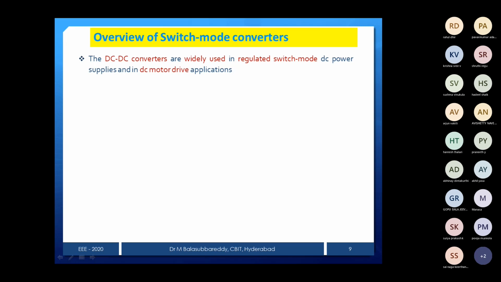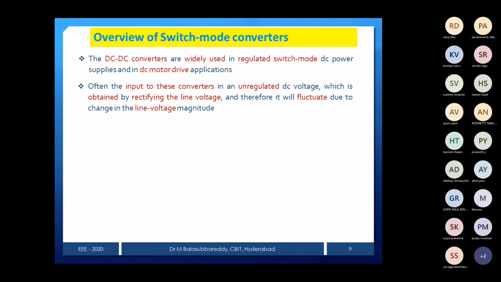regulator. This is widely used in regulating power, for example in DC motor applications, and it is also used in PCs. The input of these converters is an unregulated DC voltage, which is obtained by rectifying a line voltage. As I mentioned in one of the diagrams, if the input is AC, then what do I have to do? After getting AC, you have to convert it using a diode rectifier. If you use a diode rectifier, we will get DC.